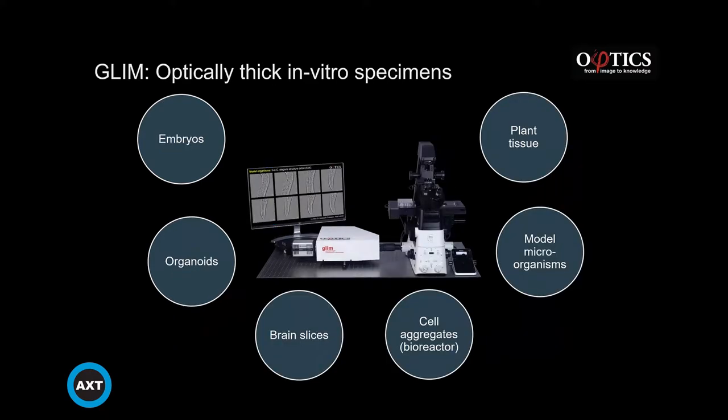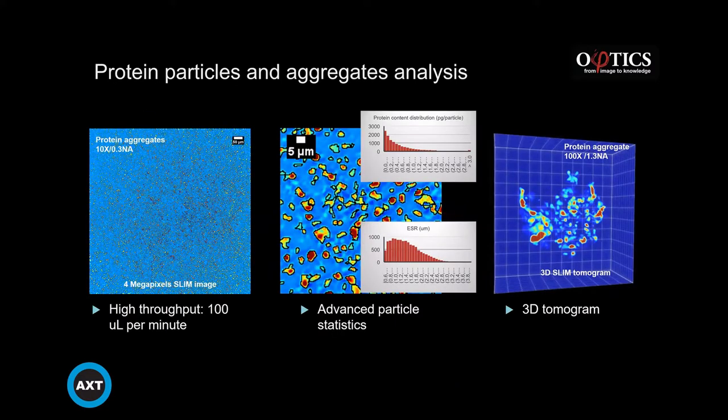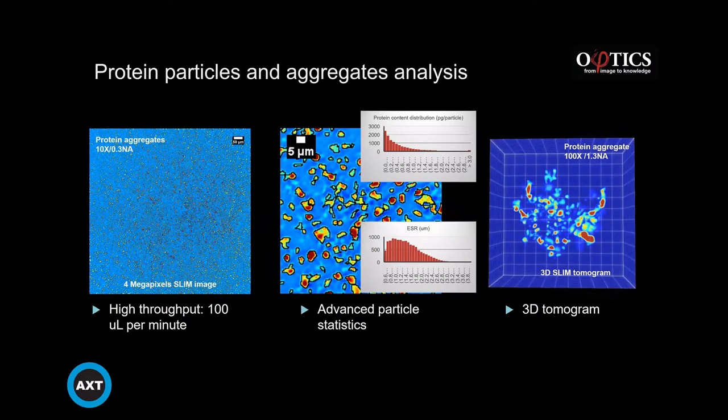GLIM is taking these measurements to the next step in terms of size range. It's optimal for imaging embryos, organoids, brain slices, larger, more optically thick in vitro specimens. I'll start with the smaller scale. We'll start from small to large.